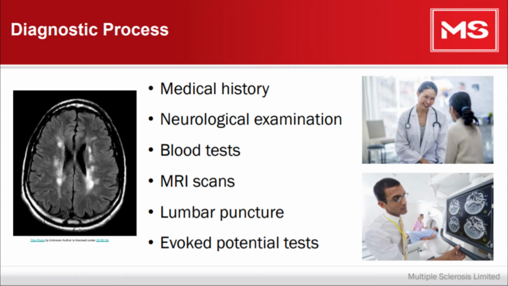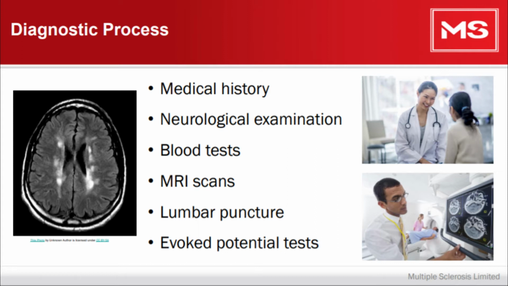And the diagnosis can be quite a long process, and often people look back and realise they may have had MS for a considerable amount of time before they actually get diagnosed. The diagnosis will also include a neurological examination. So that would, for example, check your movement, your coordination, your vision, your balance, your reflexes.